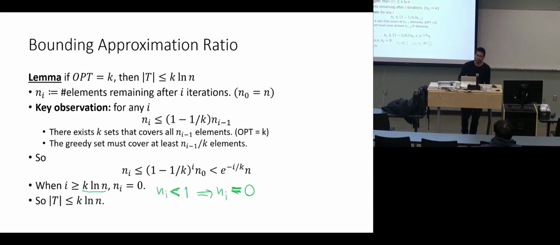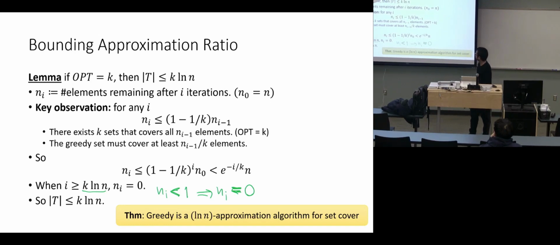So this just means what? We get that our collection T will have size within a ln n factor of the optimal solution. So greedy is just a ln n approximation algorithm. Okay.